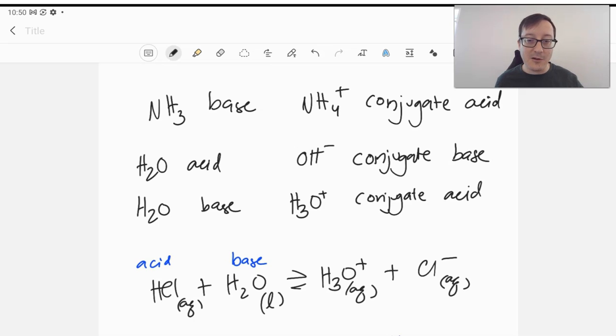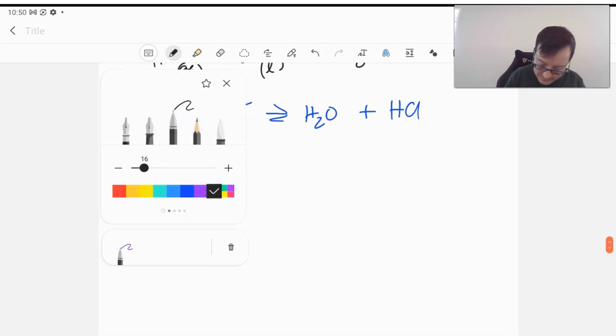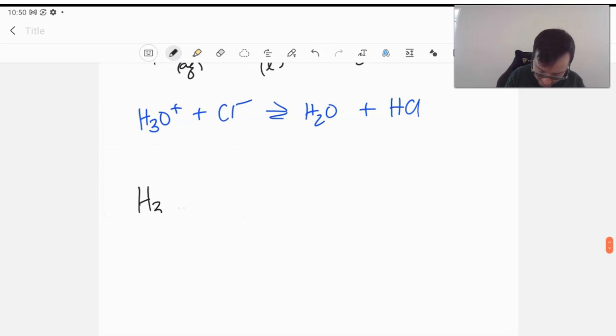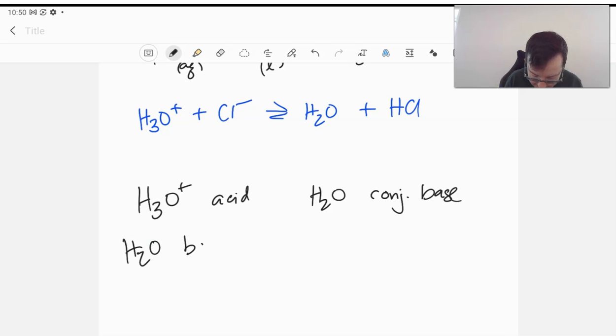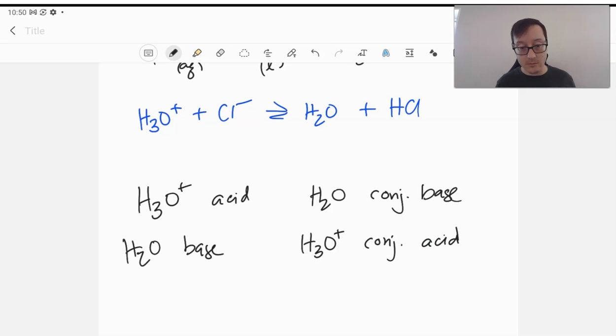And again, this is all a matter of perspective. Whichever one you call the acid, the other one will be the conjugate base. For example, we could say H3O plus is our acid, and water is its conjugate base. So the pairs, you can assign them either way. We could say that H2O is the base and H3O plus is the conjugate acid. It doesn't matter which one we're focusing on. The terminology can still apply.